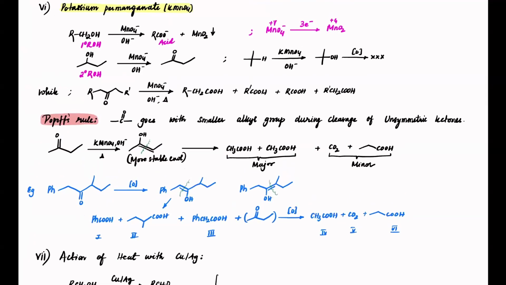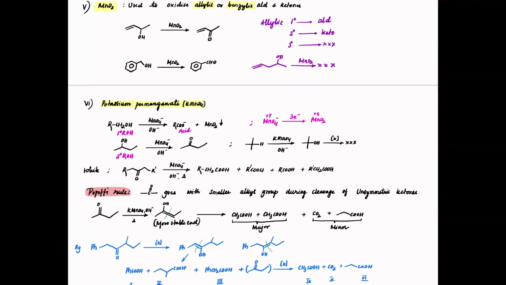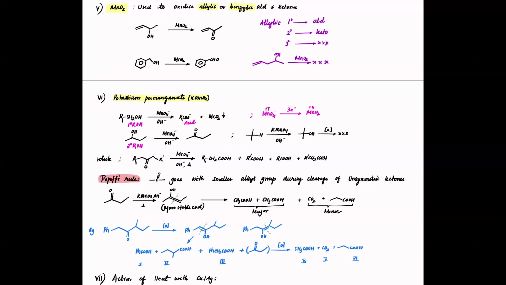So I suppose all of you got this point. So please check it out quickly. MnO2 and potassium permanganate, how does the oxidation work?